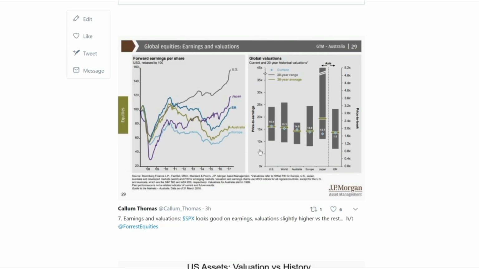Certainly nothing to be concerned about there as such. There's no extremes, which is something that you always want to be looking for. But relative value there is also quite interesting still.